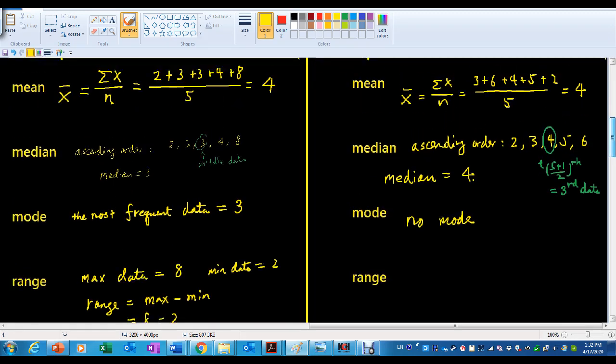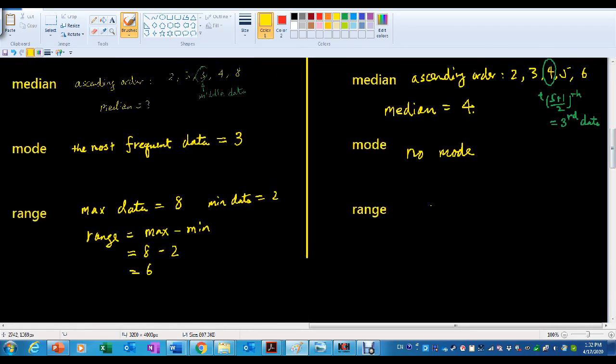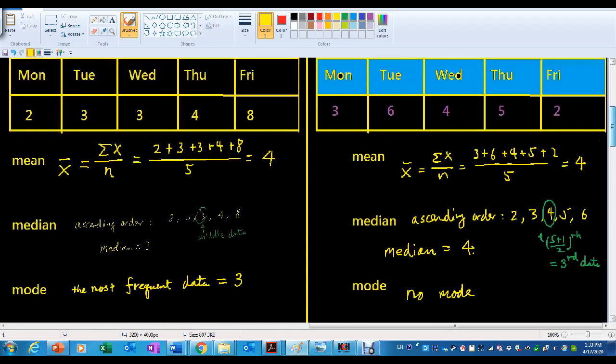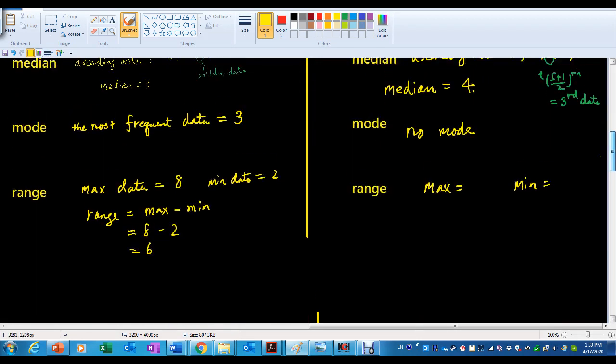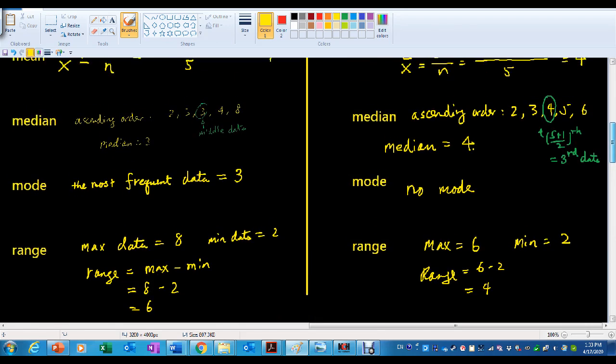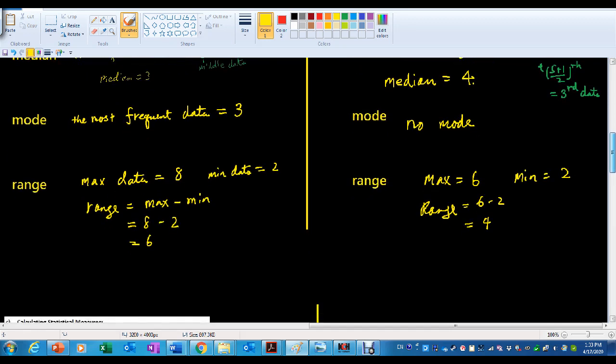All right. How about the range? Remember range: we are going to find the maximum data and the minimum data. The maximum data is 6, the minimum is 2, so the range is 6 minus 2, just 4. Okay, so what conclusion do you have if you compare the two sets of data?